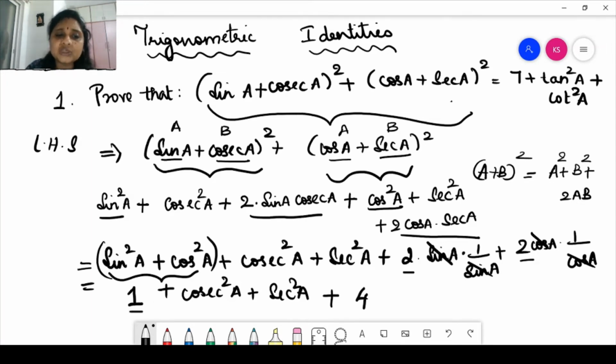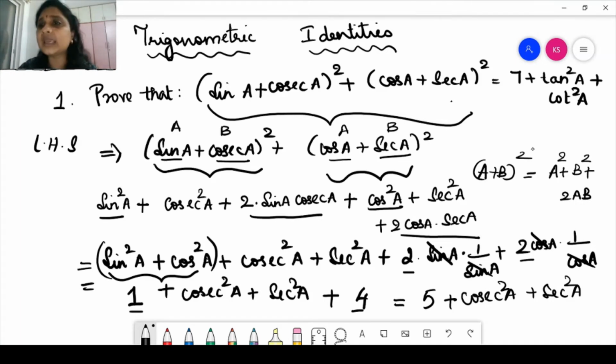Now I can actually add this 1 and 4, associate the constants together, and write it as 5 + cosec² A + sec² A. Now I'm stuck. I don't know how to move ahead. But I'll have to check the right hand side now. The right hand side is in terms of tan² A and cot² A, and you have something in terms of cosec² A and sec² A. So what can we do? We have to look for opportunities to convert them in terms of your right hand side.